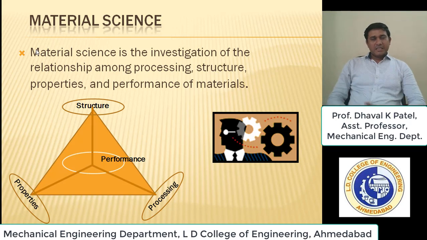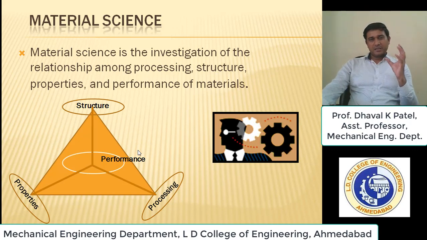The subject of material science and metallurgy consists of material science. It is the investigation of the relationships among four different elements, that is the structure, processing, properties and performance. Here we have represented all the relationships among these four parameters through a tetrahedron. The four corners of the tetrahedron represent these four parameters.